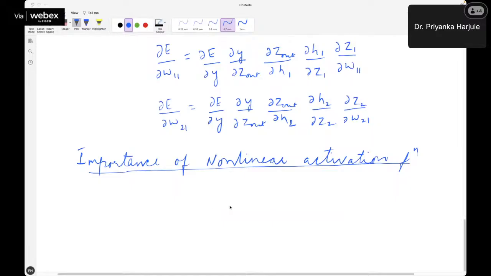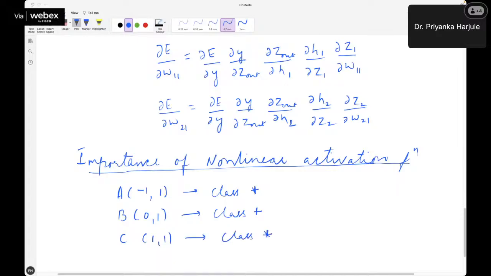So if you consider an example of say 3 points, we have A, which is (-1, 1), and its class is star. So point A belongs to the star class. You have point B (0, 1), which belongs to the plus class, and point C is (1, 1), which belongs to the star class again. So you have two classes, star and plus. You have 3 points which are not linearly separable in their original 2D space.